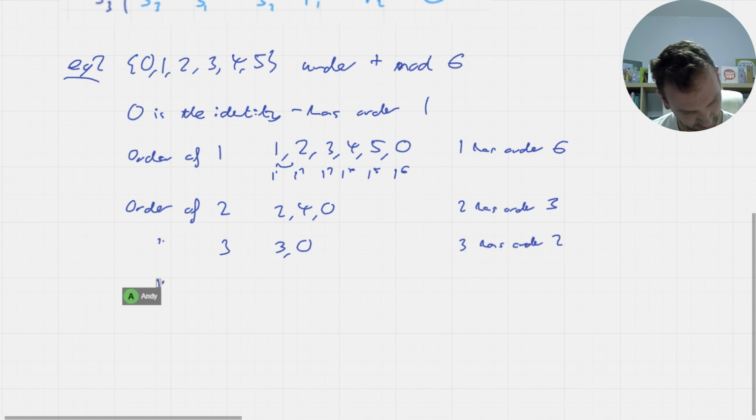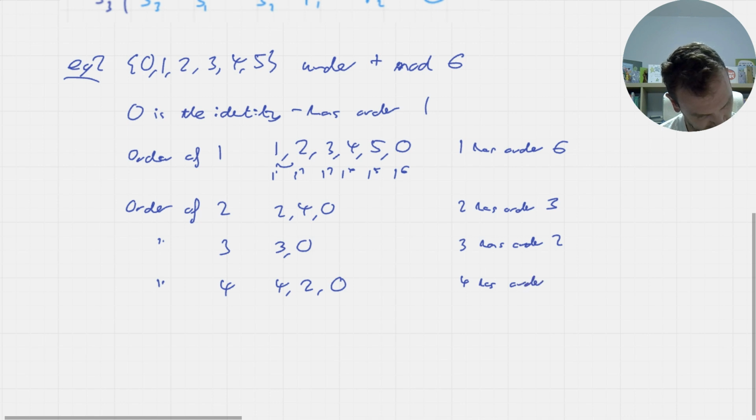And then the order of 4, we're going to do 4. 4 plus 4 modulo 6 is 2. And then 2 plus 4 modulo 6 is 0. So 4 has order 3. And then 5, this one's a bit weird.